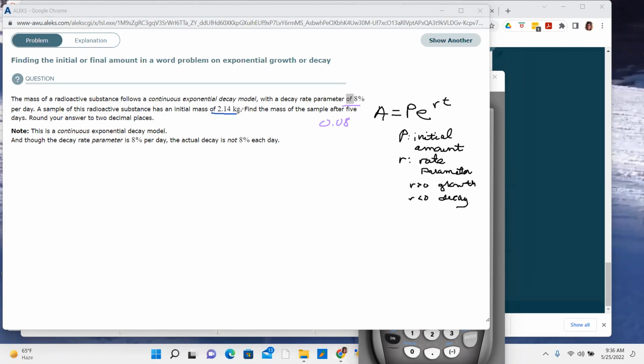Okay, so we start with 2.14 kilograms. It's going to keep decaying, and we want to know how much after 5 days. So we're solving for A. That principal amount is 2.14. The decay rate parameter is 8%. Since it's decaying, you're going to make it negative. And you want to know how much after 5 days.